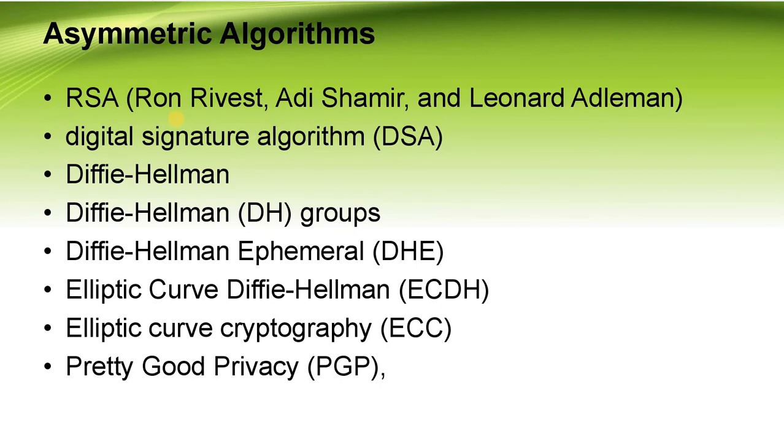Diffie-Hellman Ephemeral, DHE. There are several variants of Diffie-Hellman key exchange. DHE is a variant where a temporary key is used in the key exchange rather than reusing the same key over and over. And elliptic curve Diffie-Hellman is a variant of the Diffie-Hellman protocol that uses elliptic curve cryptography. ECDH can also be used with ephemeral keys, becoming elliptic curve Diffie-Hellman Ephemeral, to enable perfect forward secrecy.